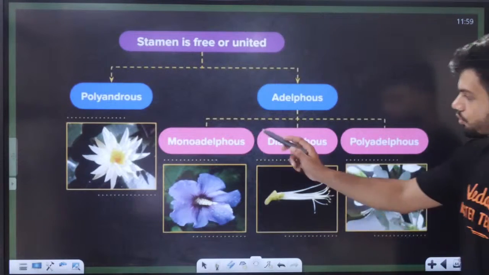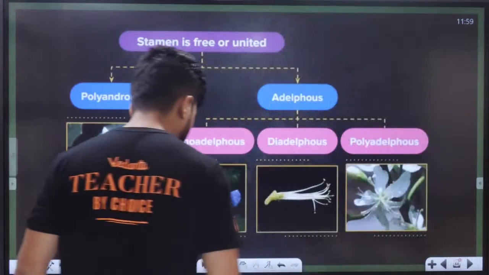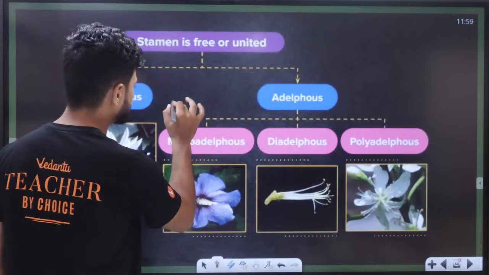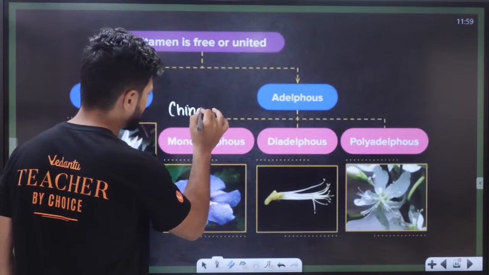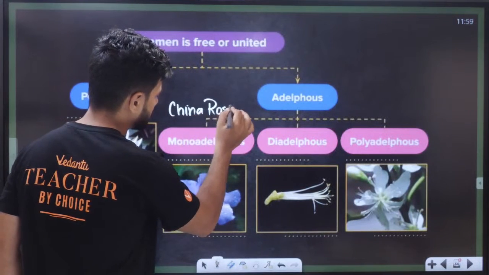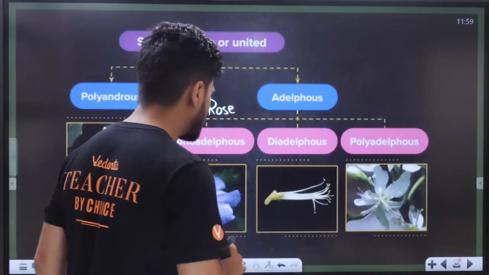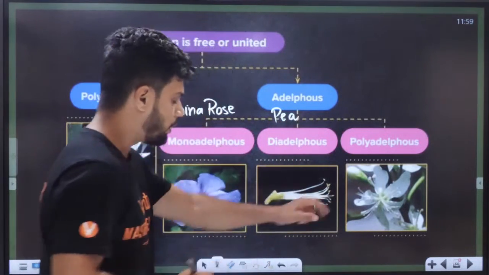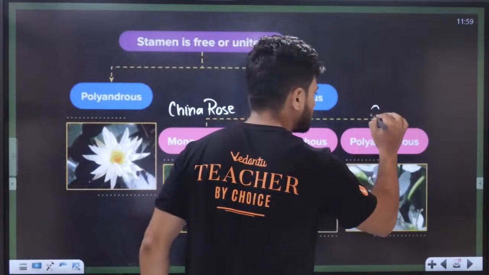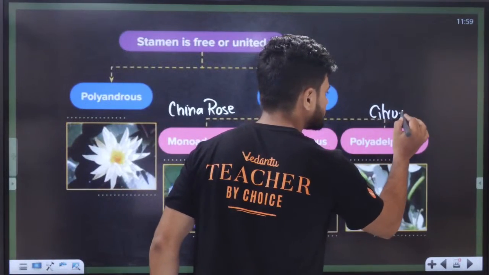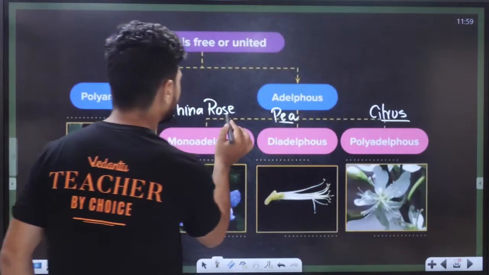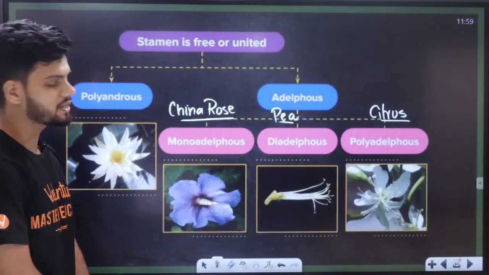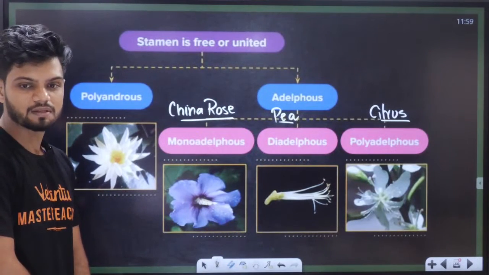So what is mono? Example is very simple again. In monoadelphous, the example is China rose. In diadelphous condition, we have the pea plant. In polyadelphous condition, we have citrus. Citrus, pea, and China rose are the three different examples given here.